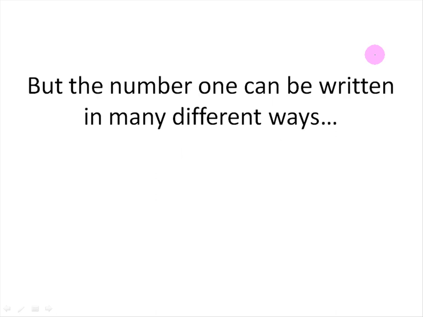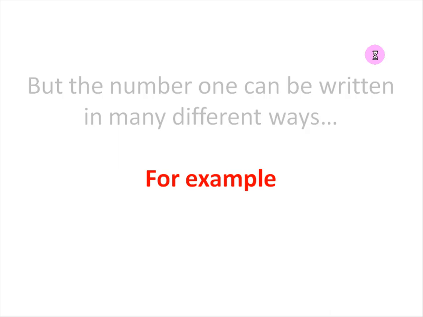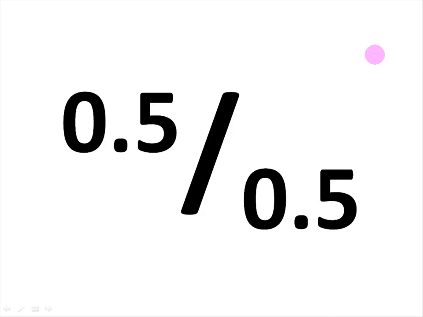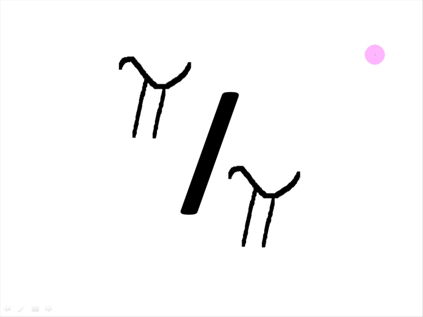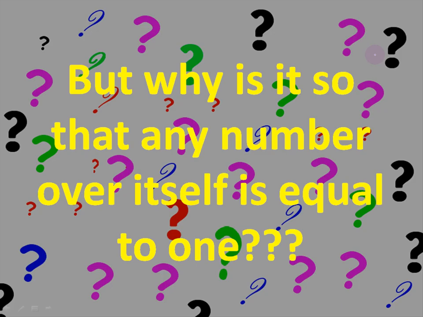But the number 1 can be written in many different ways. For example, 1 over 1 is 1. 0.5 over 0.5, this is in a fractional form, is 1. 1 half divided by 1 half, or 1 half over 1 half, is 1. Pi over pi is 1. But why is it so that any number over itself is equal to 1?